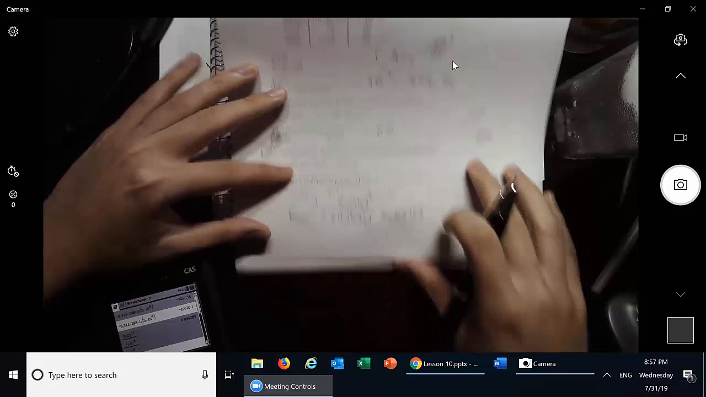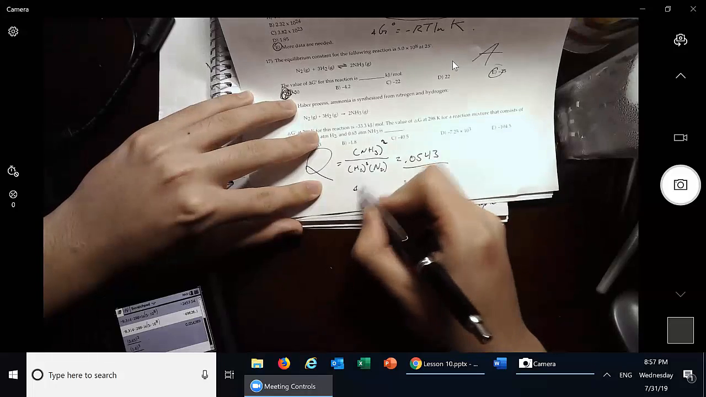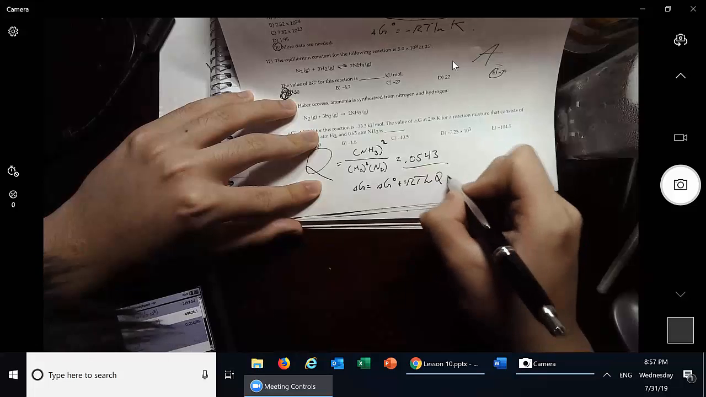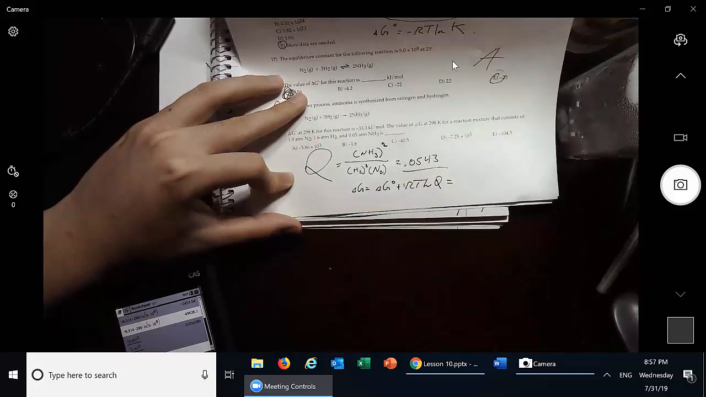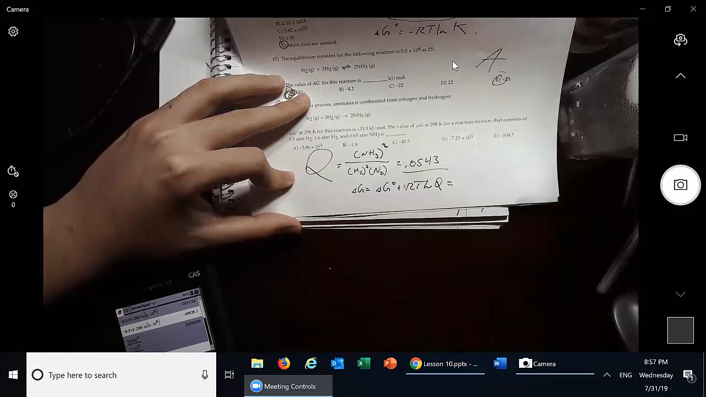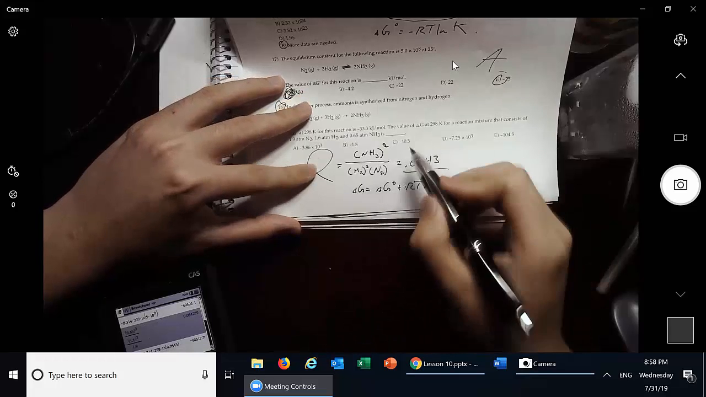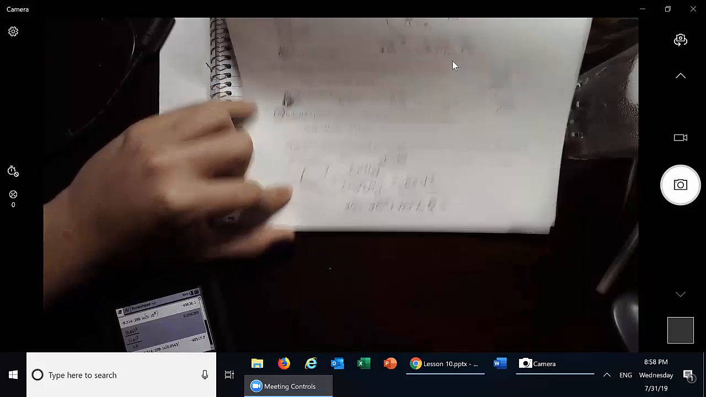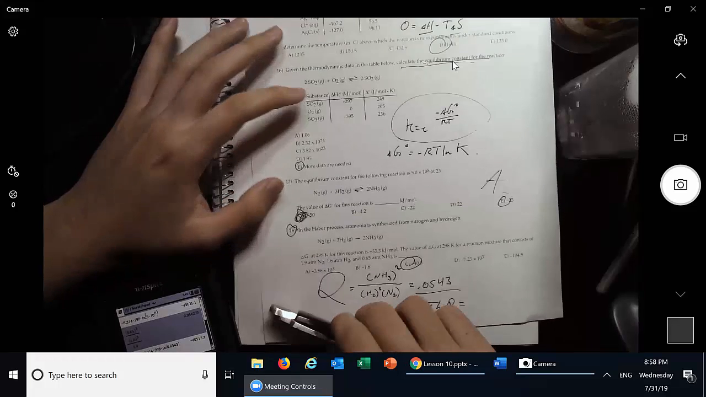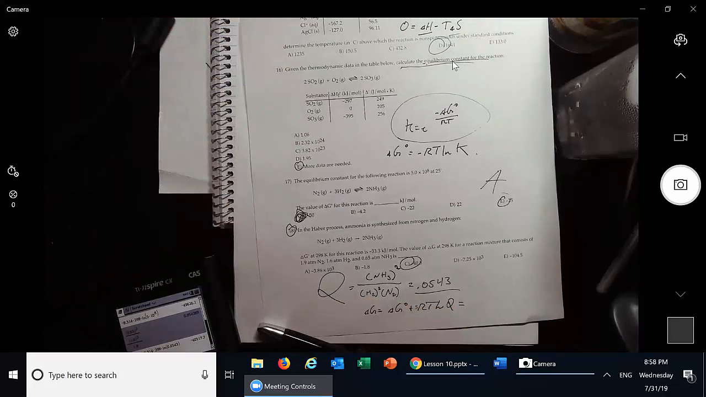And then all we have to do is say that delta G equals delta G naught plus RT ln Q. And that, of course, equals negative 33,000 plus 8.314 times 298 times the natural log of 0.0543, which equals negative 40, which equals C. And that's it. So I think that's the end of the lecture. If you don't have any questions, we're just going to end here.